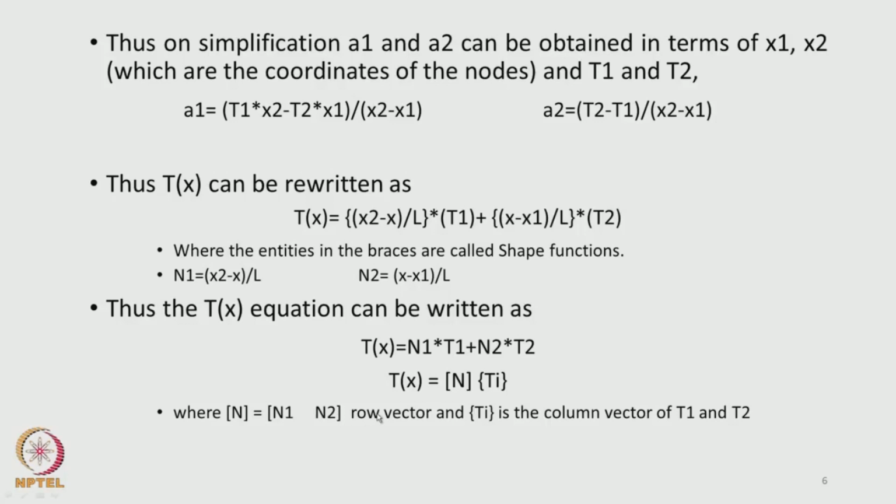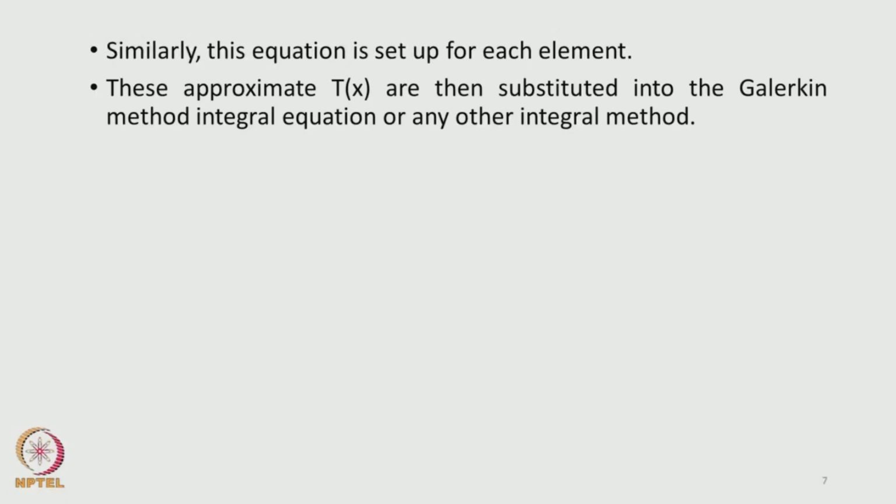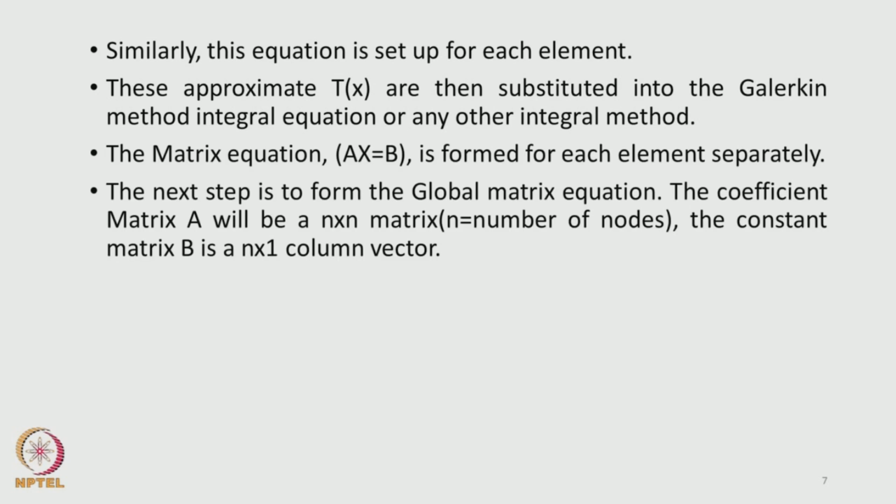It is a very simplified procedure, but you can have a different variation. So, this T of x is written as N into T of i, and N is a row vector and T of i is a column vector. Similarly, this equation is set up for each element. This approximation of T of x is then substituted in the Galerkin method integral equation or any other way of writing the weighted form of the equation. Then after assembling the matrix for each element to get a coefficient matrix in the global form, you can solve.